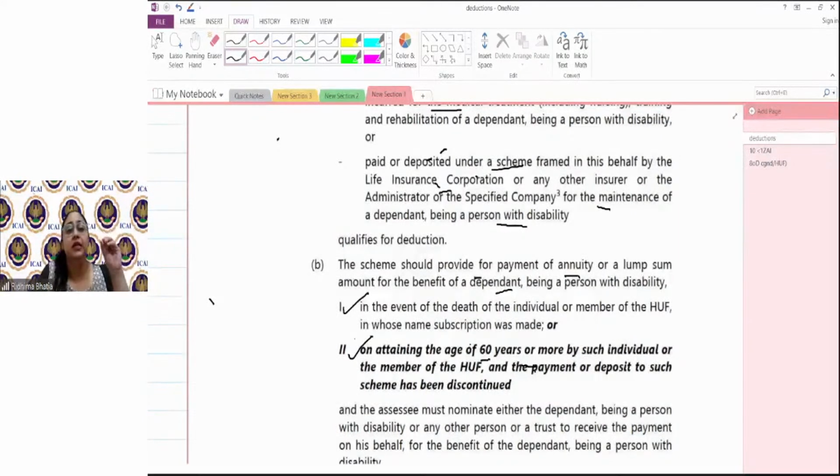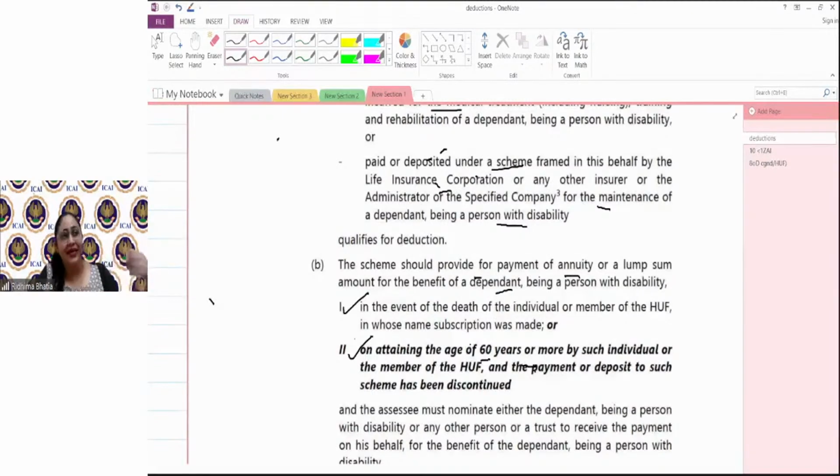80DD is the deduction which you get for DD, matlab dependent disabled. Number one, what type of deduction are we talking about? Deduction would be a flat deduction here, which I will tell you. But you would qualify for deduction only if, as an assessee, you are maintaining a dependent disabled, and maintaining, we also include the term medical treatment, nursing, rehabilitation, everything would be covered here.